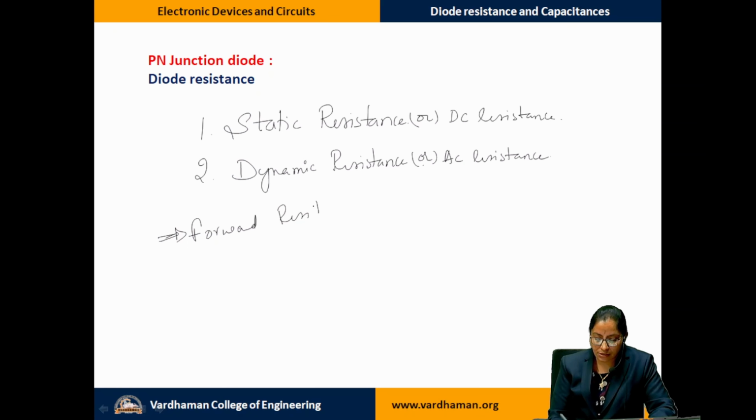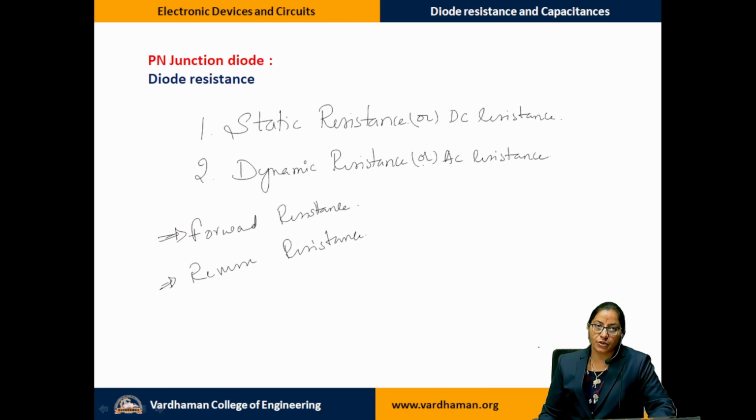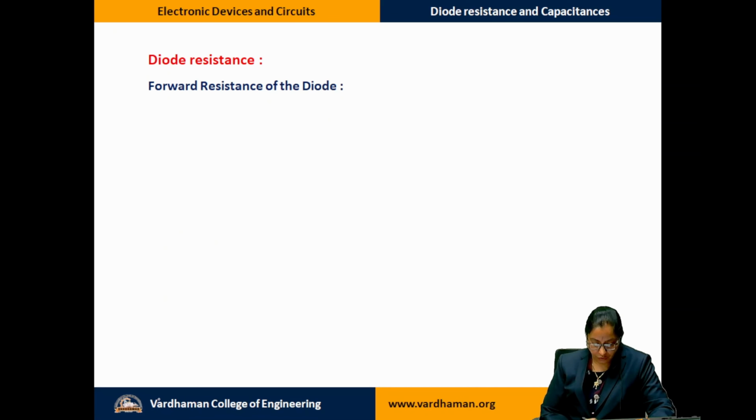Under the forward condition, we are going to analyze both static and dynamic resistance, as well as, when we apply a reverse bias to the device, what resistance is offered. So altogether we have 4 different resistances to analyze: static resistance and dynamic resistance under forward bias condition, and static and dynamic resistance under reverse bias condition. So let us start with the forward bias condition.